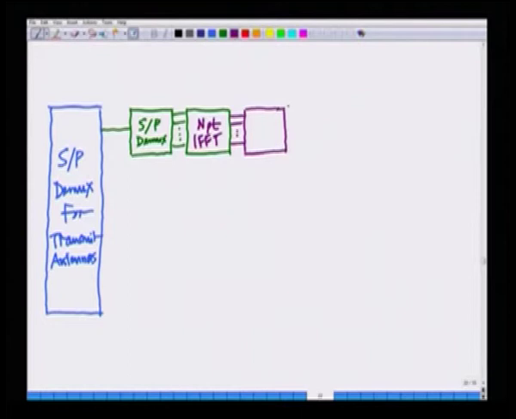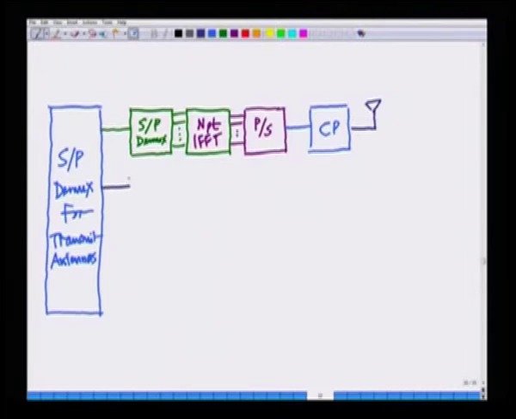Once I perform the N-point IFFT, I multiplex these, parallel to serial. I convert this from a parallel block to a serial block. Once I convert this from a parallel to serial block, I will add the cyclic prefix, that is, at each transmit antenna I am adding the cyclic prefix. Finally, I will transmit this from the transmit antenna. So, this is transmit antenna 1. I am going to transmit this from transmit antenna 2, but before that I have to do this processing before I can transmit this from transmit antenna 2.